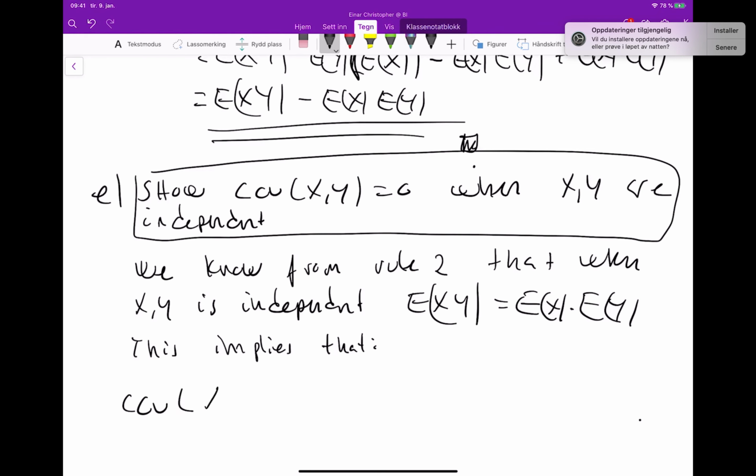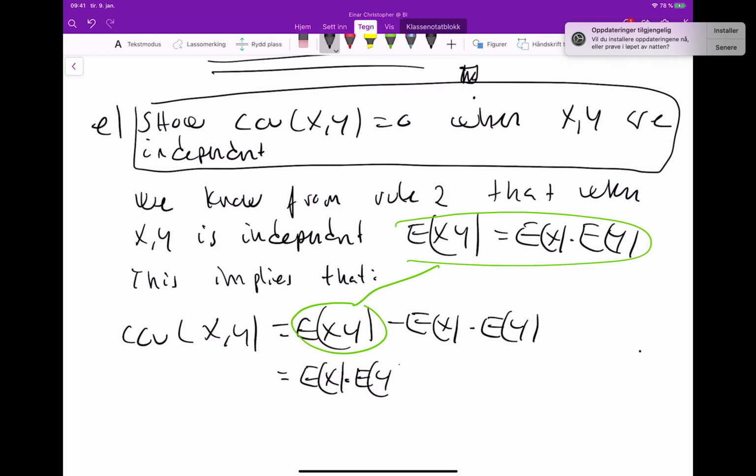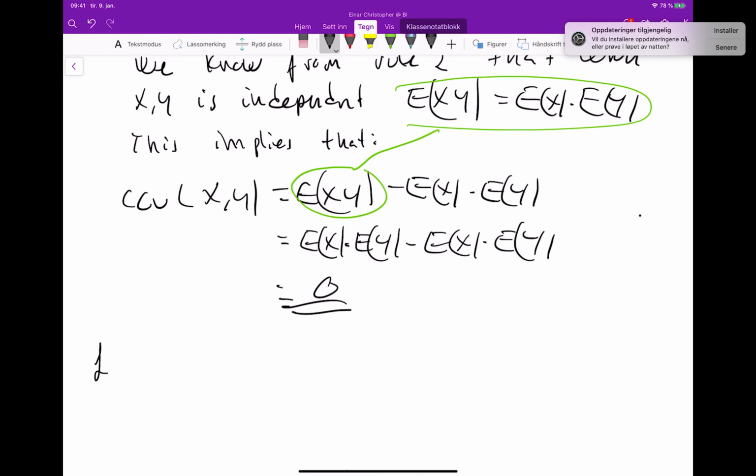the covariance of x, y, which we know is equal to the expectation of xy minus the expectation of x times the expectation of y, must be equal to the expectation of x times expectation of y minus the expectation of x times expectation of y. And then we see that this is 0. So, perfect. The last exercise in exercise 1.